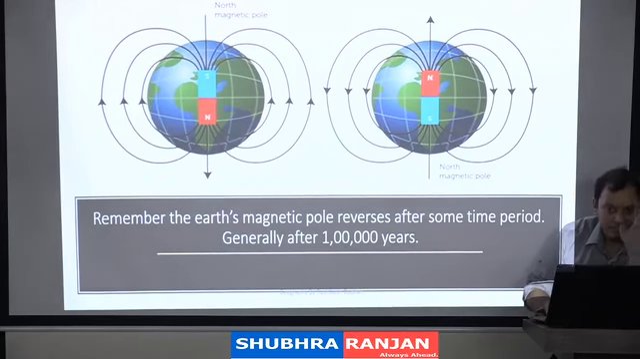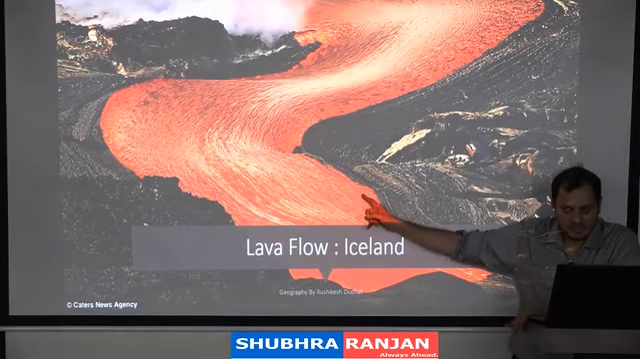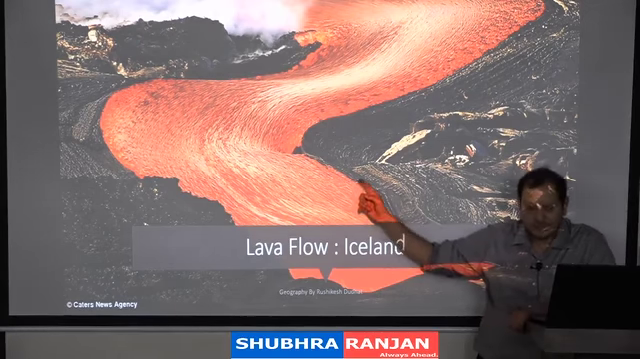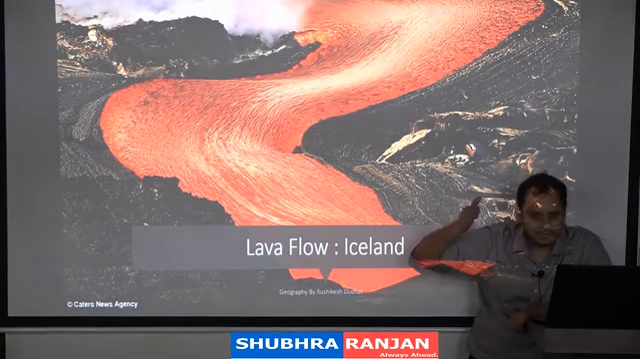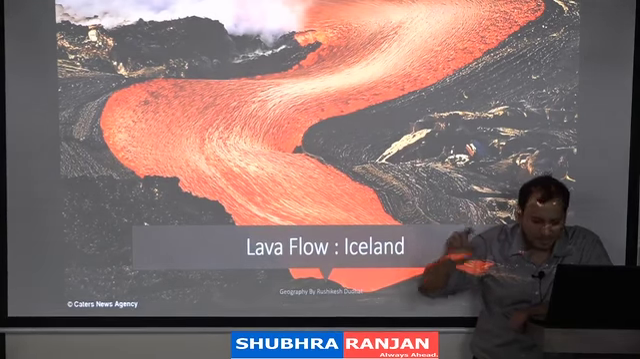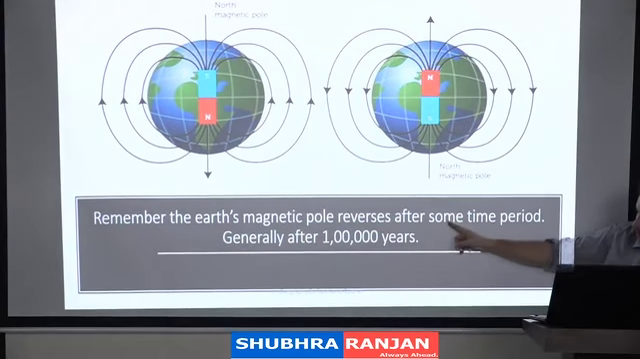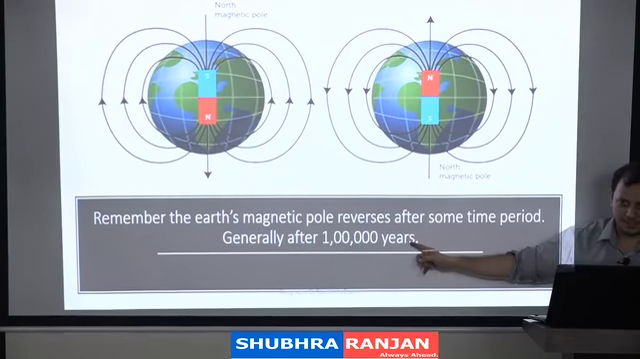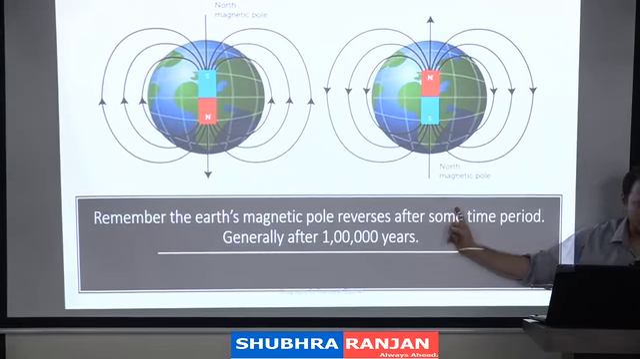As the magnetic field is reversing, जो भी इसमें iron या जो भी metallic minerals हैं, when the lava starts cooling and solidifying, जो metallic minerals हैं इसमें, what they will do? They will get adjusted as per the magnetic field. So that study is what is known as paleomagnetism. So remember, वैसे the general law is the Earth's magnetic pole reverses after some time period, generally after 1 lakh years. ये भी इस साल का prelims का question था. That is, is there a reversal of magnetic pole or not?